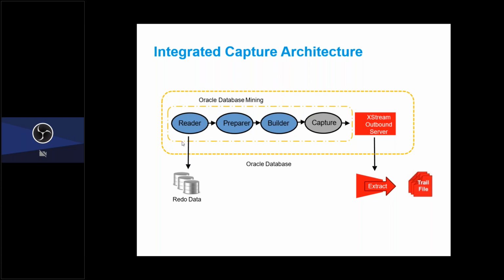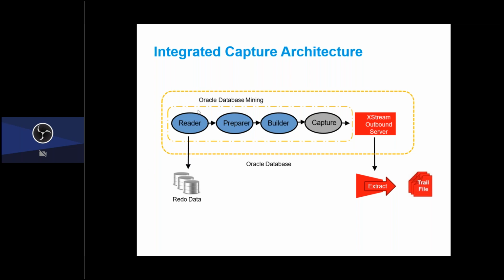First is reader, second is preparer, third is builder, fourth is capture. This is just for knowledge, guys, nothing else. When we configure this, these things don't come into the picture, but I'm letting you know about these so that you know what happens internally when integrated extract is configured. So when integrated extract is configured, you have 4 processes which work in it.